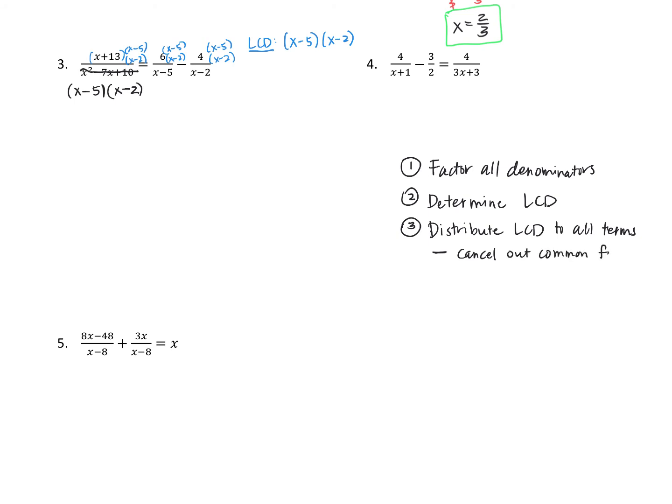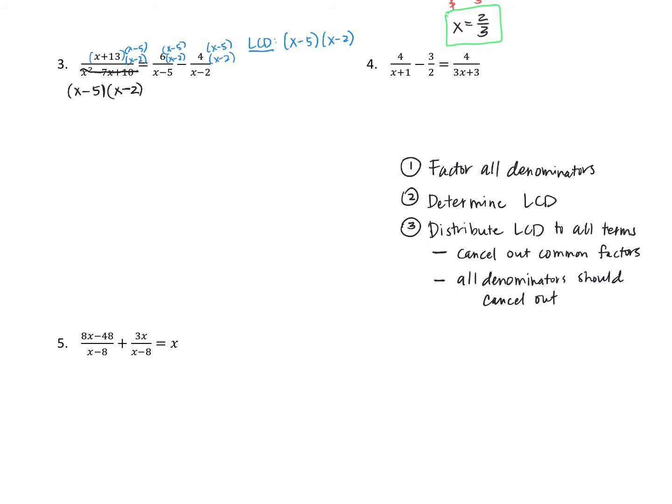The whole point of multiplying is to cancel out your denominators. So another reminder, all denominators should cancel out. If they don't, then you did something wrong.